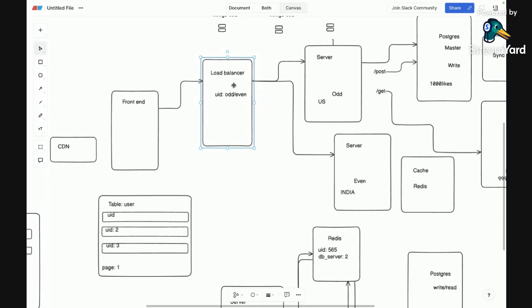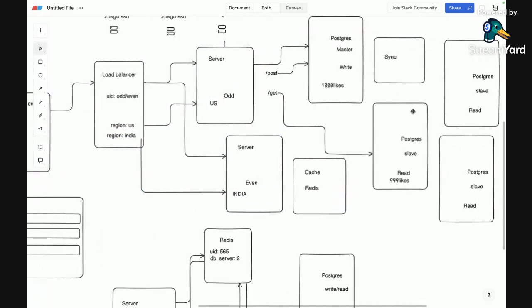So then you will load balance according to region. Now you are saying, okay, where is the user coming from? If the user is coming from US, okay, go to US, the server is in US, so that person gets it fast. If the region is India, they are saying, okay, let's send it to the Indian server, right? Same with the database, you can have all the things going on there like that.